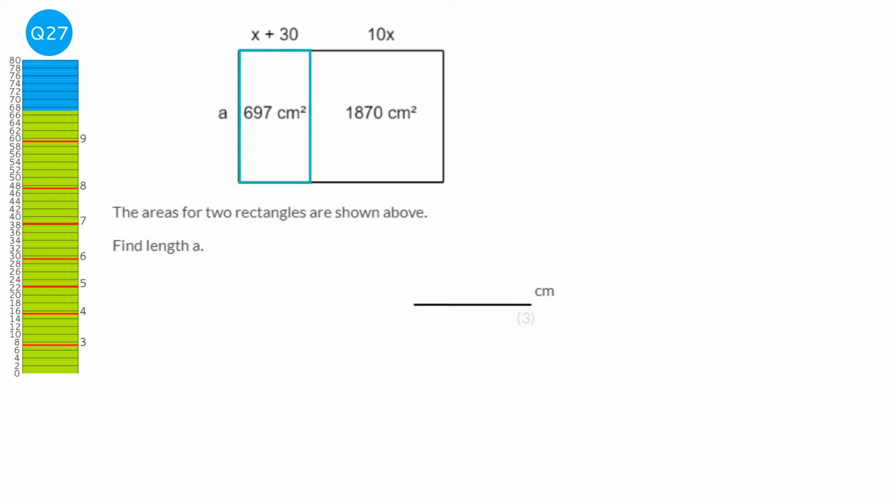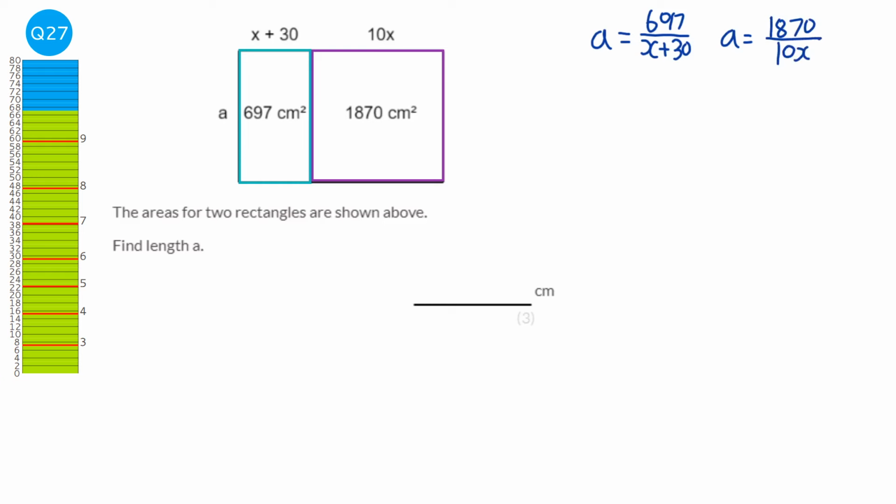I'm going to first of all just focus on this rectangle here. And we know that to find the area of a rectangle you multiply the two lengths. And when you've multiplied them for this rectangle we get 697. But let's write down what A is equal to. And A will be equal to the area, which is 697, divided by the length at the top, which is x plus 30. Now let's focus on the other rectangle. And this time we have A equal to the area of it, which is 1870, divided by the 10x.